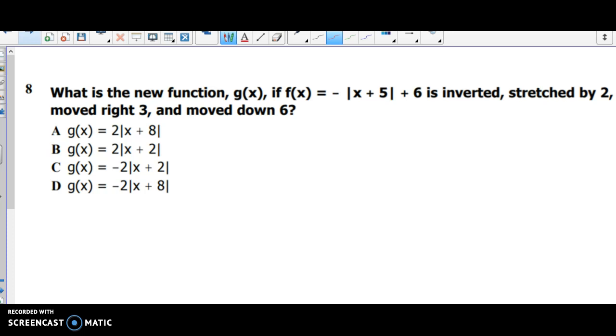You get a new function, g of x, from f of x. Okay, so it's inverted. So if we invert that, it's going to be positive. If we stretch it by 2, we're going to add a 2 in front of it. We move to the right 2, so that's going to be -2, and down 6, that's going to be a -6. So we end up being, this looks just like the warm-up that we did today.